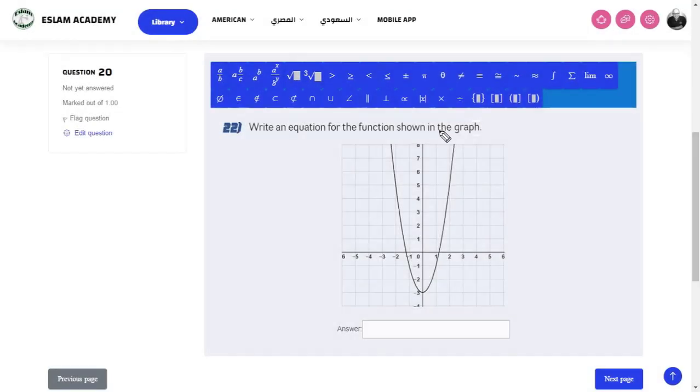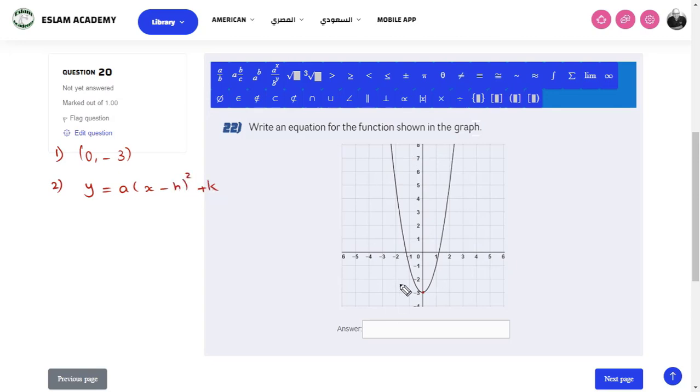In this problem, we need to write an equation for the function. To write the equation of function number 1, we need to find the vertex. The coordinates of the vertex of the function are (0, -3). Y equals a multiplied by (x minus h) all to the power 2 plus k.